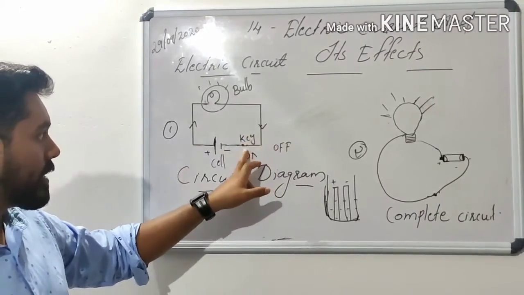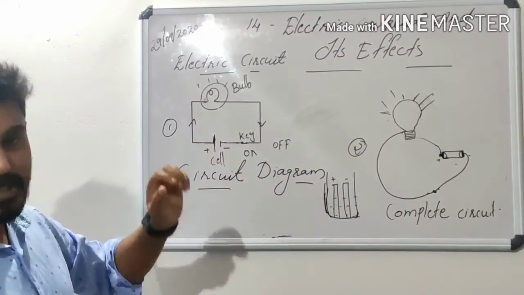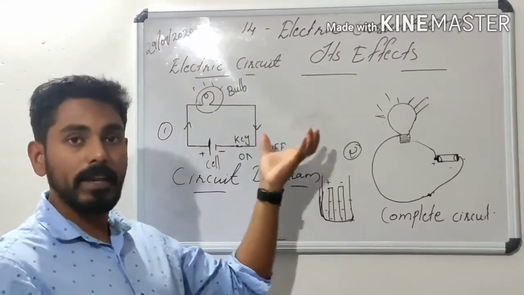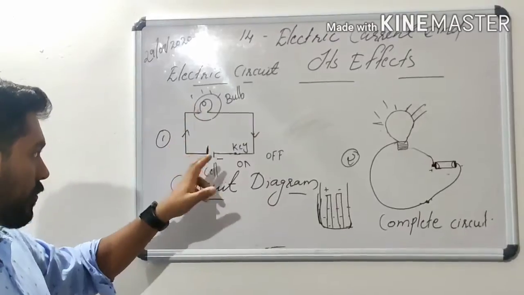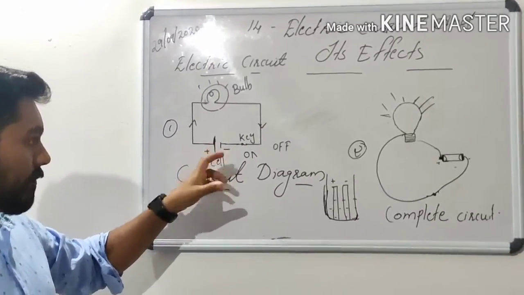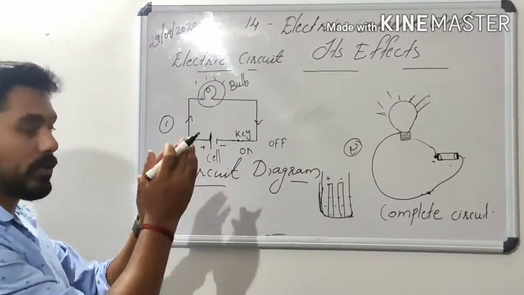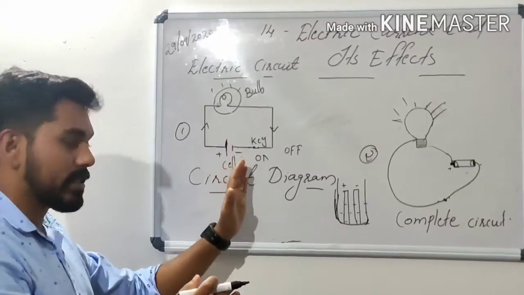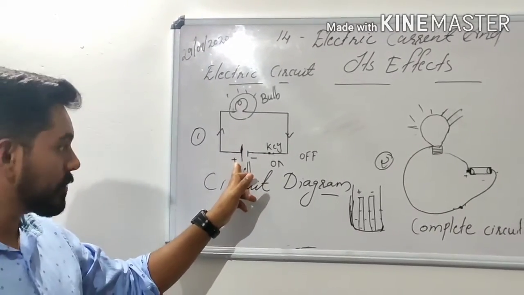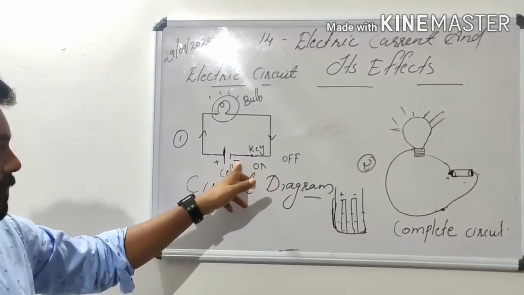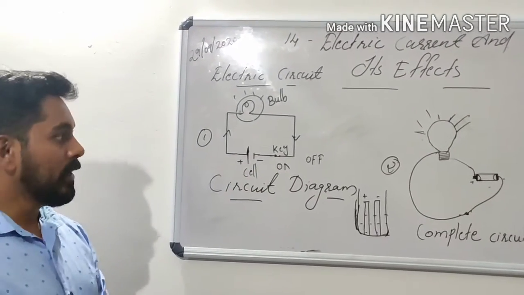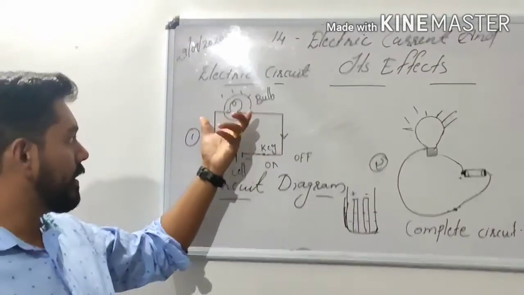Here there are a lot of devices. One is bulb, one is key, and another one is what? Cell. Cell is actually generating electricity. When you represent a cell in a circuit diagram, there are two ends. One is a longer end and one is a smaller one. The longer end is always positive, and the next one is the negative terminal.